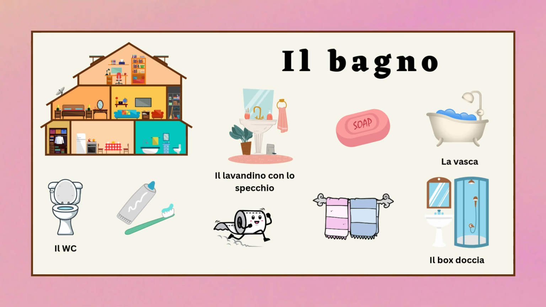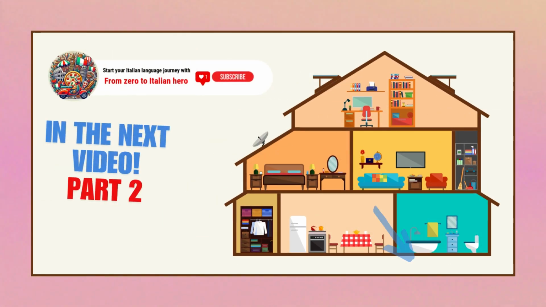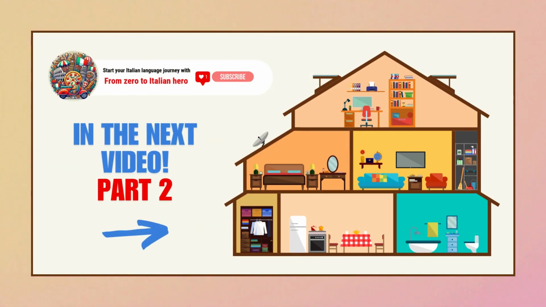Then we have the towels, gli asciugamani, the toilet paper, la carta igienica, la saponetta, the bar soap, and finally il dentifricio e lo spazzolino, toothpaste and toothbrush. Great job! I hope you enjoyed the vocabulary so far and discovered a lot of new words.